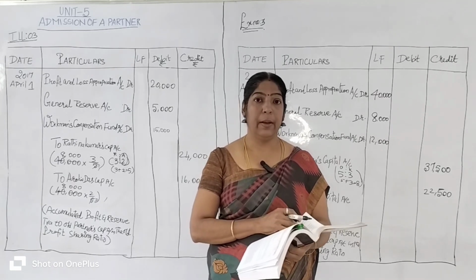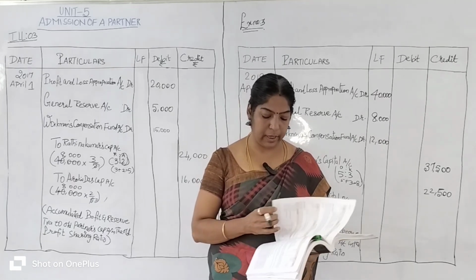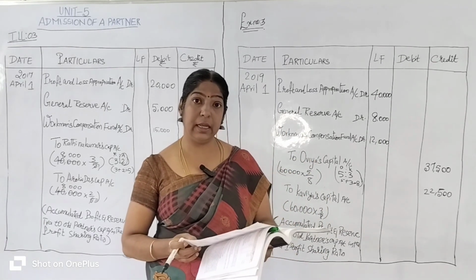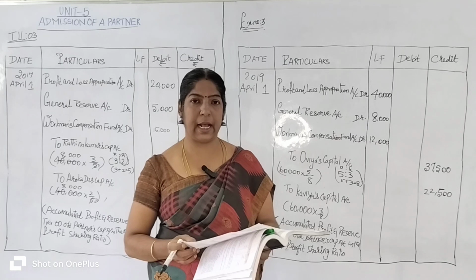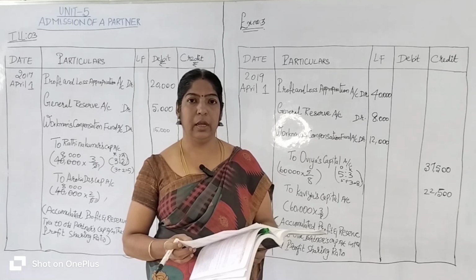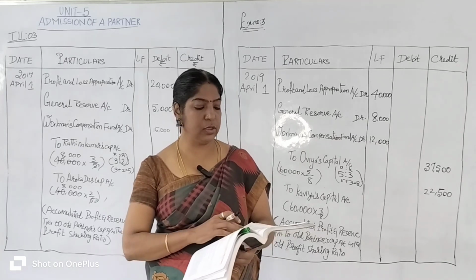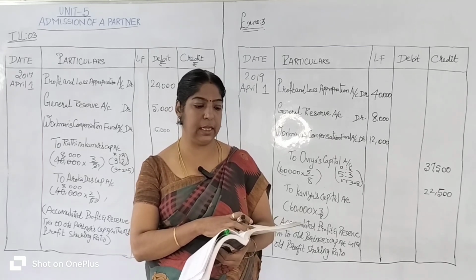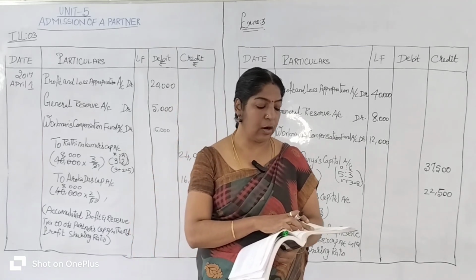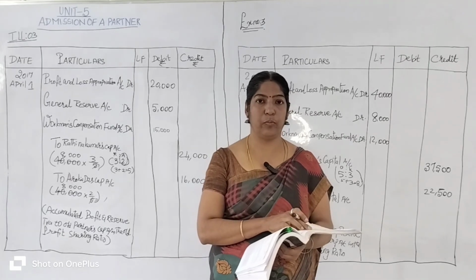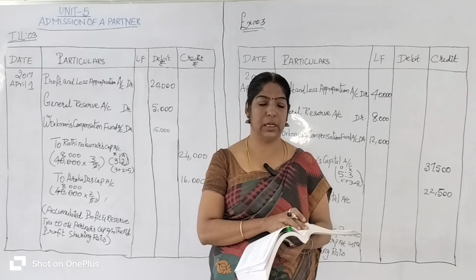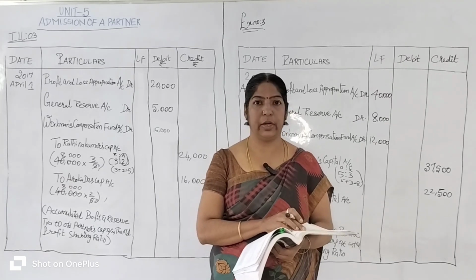the information precisely, exactly. Say for example, in illustration sum number 1, they gave the reserve fund and asked us to pass the journal entry to transfer the reserve fund. And in illustration sum number 2, they gave the information precisely, which means accumulated loss is 70,000 rupees on the asset side. And they asked us to pass the journal entry to transfer the accumulated losses on admission.